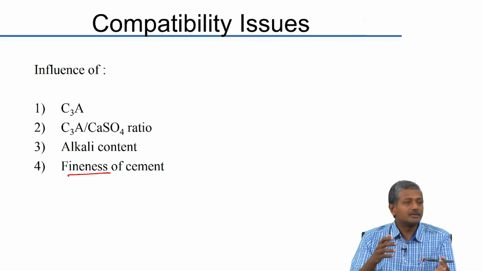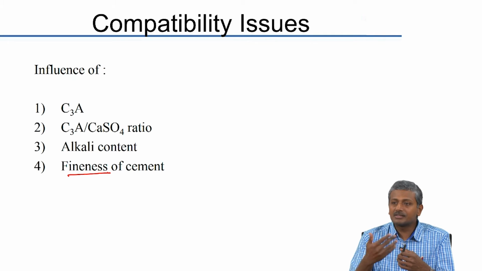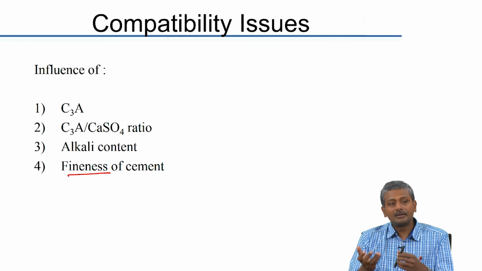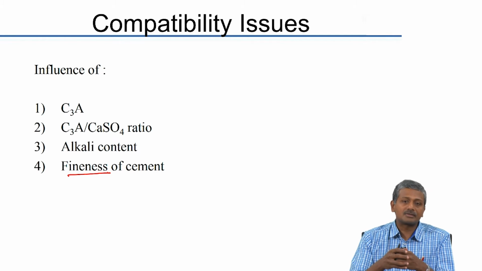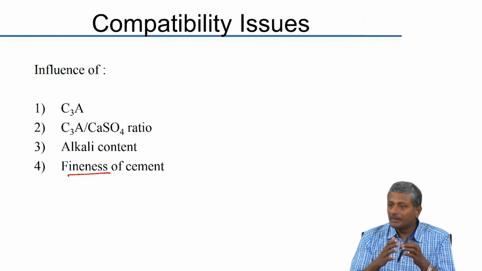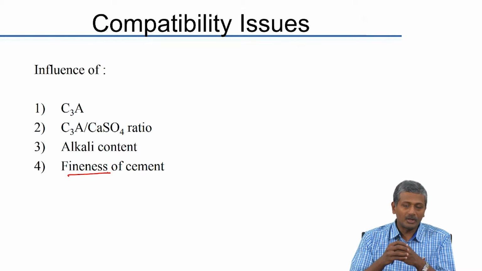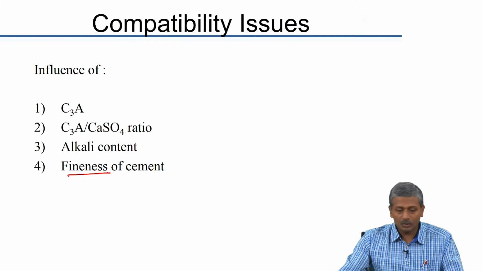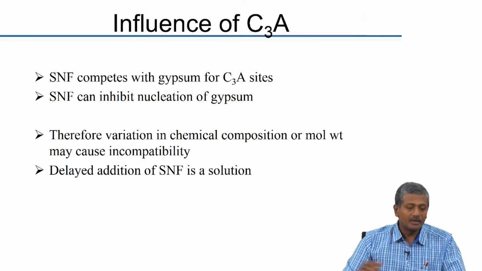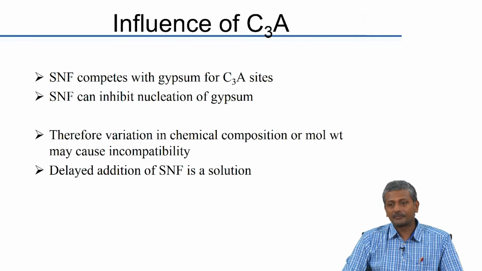So, the finer the cement, the faster will be the rate of adsorption of the superplasticizer, and probably that may lead to a lower effectiveness of the superplasticizer. In terms of maintaining the slump, your SP may not be as effective as before. Okay? But anyway, we will revisit that towards the later part of this chapter. First, let us look at C3A itself.